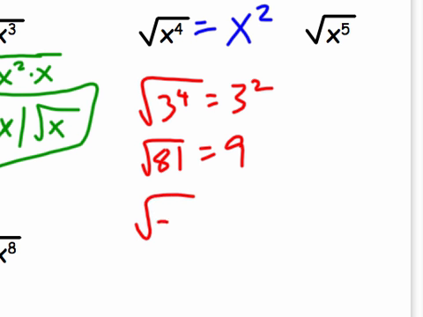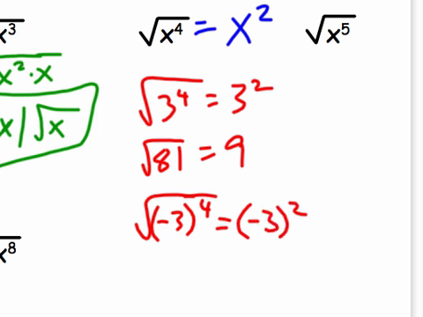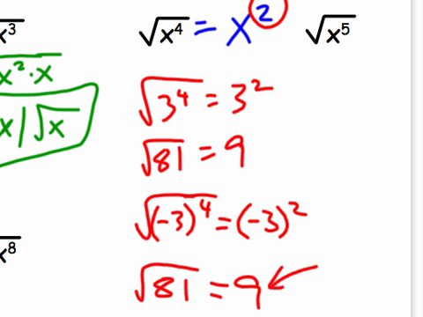Well, let's try a negative 3 now. Square root of negative 3 to the 4th equals negative 3 squared. Well, negative 3 to the 4th is 81, and negative 3 squared is 9. Square root of 81 is 9. So it works. The reason why it works is because I have an even exponent. So if I plug in a negative number for x, any negative times itself is going to give you a positive, just like it did here with 9. Negative 3 times negative 3. So I don't need absolute value bars when I have a positive exponent after I take the square root. So I can just leave this as x squared.